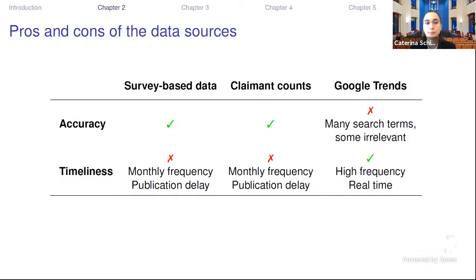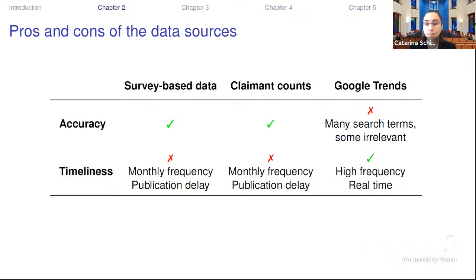Of course, there are pros and cons with all data sources. Survey-based and claimant counts data are very accurate because Dutch labor force surveys are designed to measure the level of unemployment of a country, and claimant counts exactly represent how many people claim unemployment benefit.